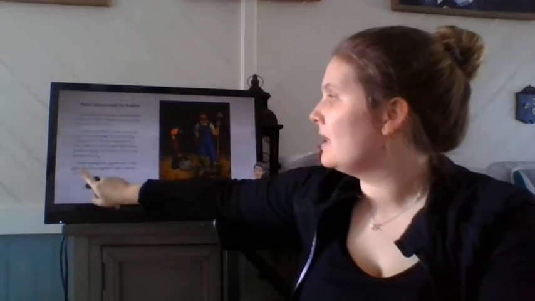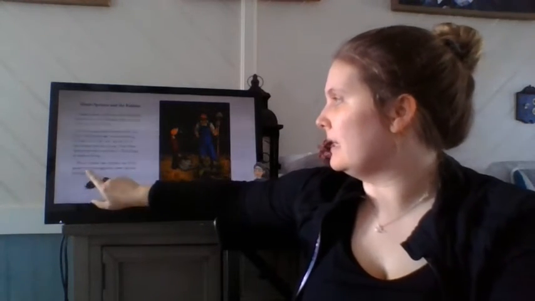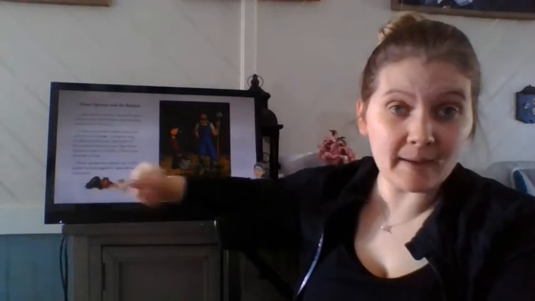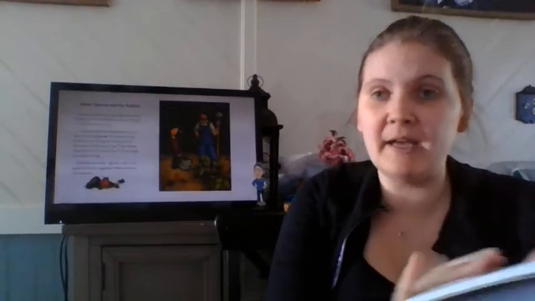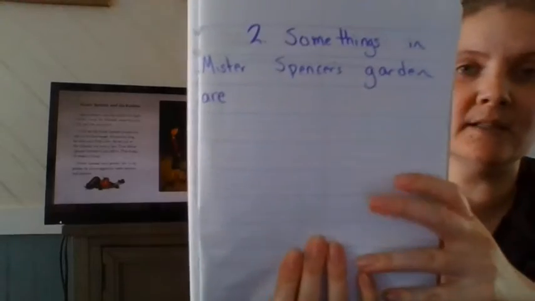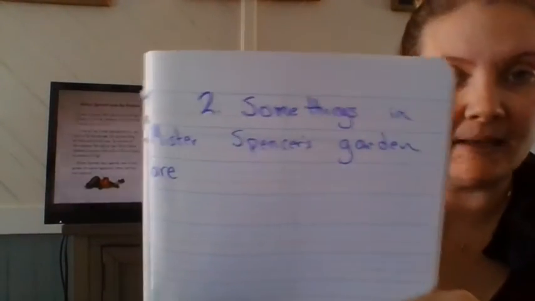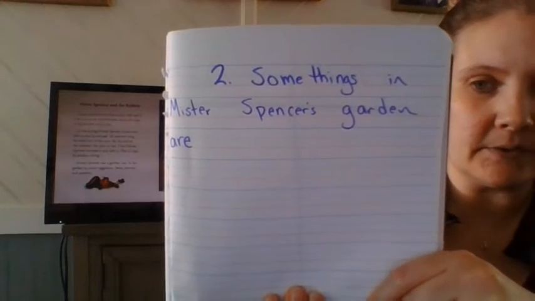So let's see. Mr. Spencer has a garden too. In his garden, he plants eggplants, beets, sprouts, and peppers. So in order to restate the question, my sentence stem is something in Mr. Spencer's garden. Some things in Mr. Spencer's garden are. So that's what you're writing for question 2.